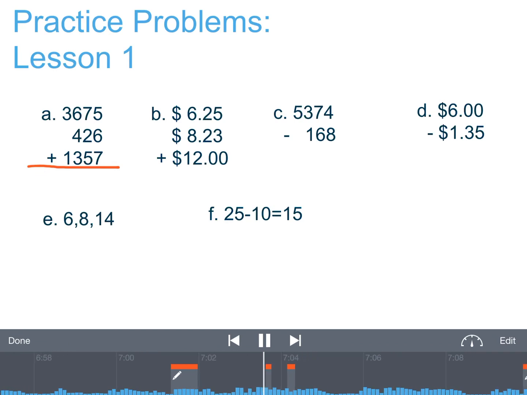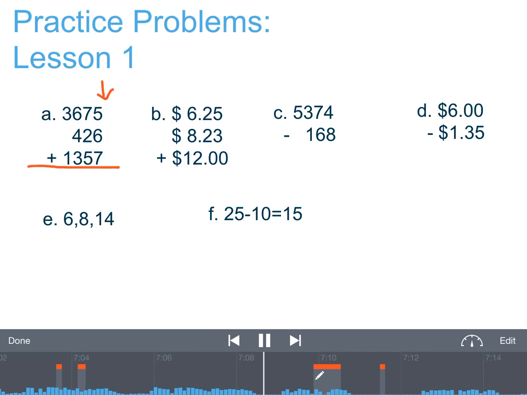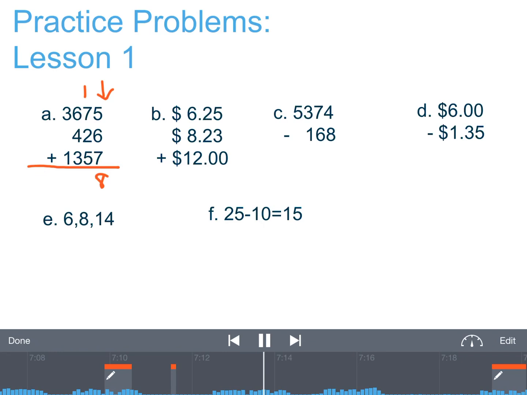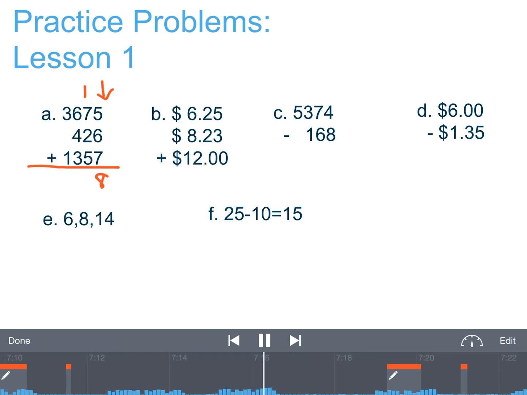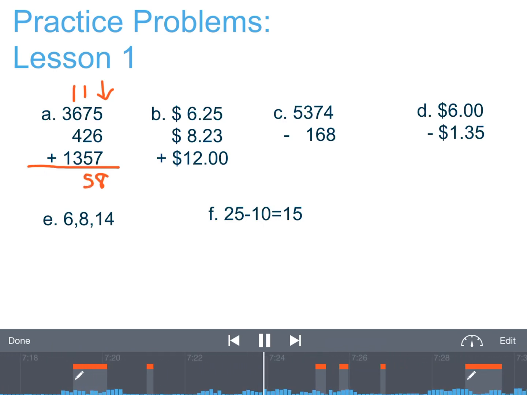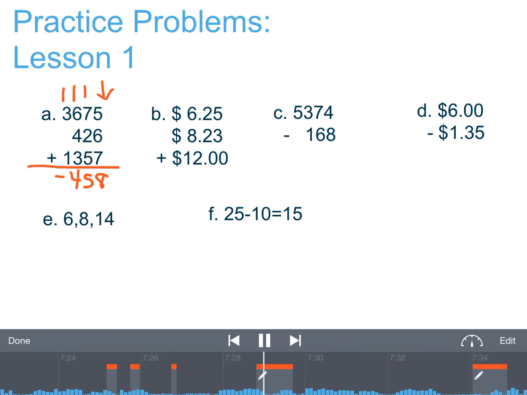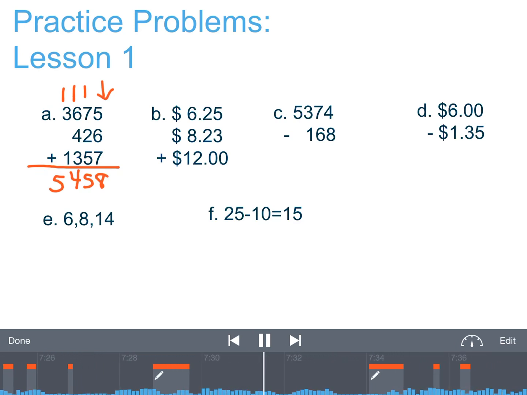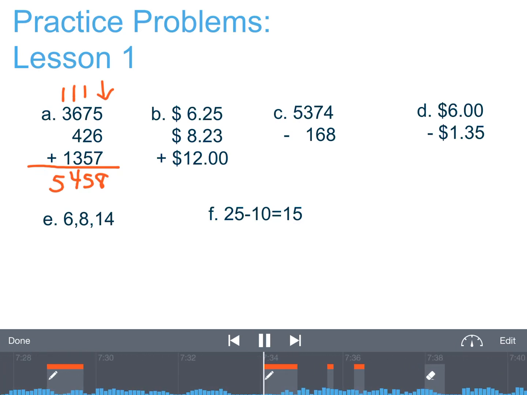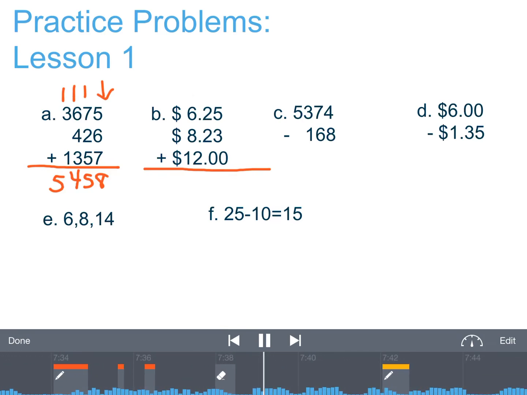Okay, so again, we're going to start with the ones. And we have 5 ones, 6 ones, 7 ones. And that's going to be 18. So I stick the 10 up there. And then we add this column. And that's going to be 15. All right. We add this column. And that's going to be 14. And then finally, adding 3 and 1 is 5. So there's your answer.